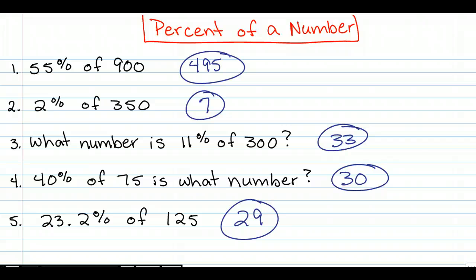If you got anything wrong, go back, check your work, make sure you didn't make a silly mistake, make sure you plugged in the right numbers, make sure that you counted back 2 spots to change it to a decimal. This one, maybe you forgot that you need to put an egg in the egg carton. Make sure on this one that it was 0.232 times 125 if you got that one wrong. And on this one, you didn't need the 0, but if you had it, it still would have been okay. 0.4 times 75.